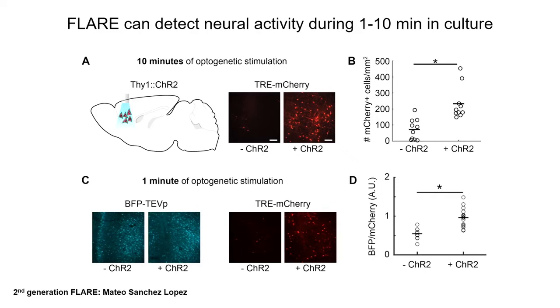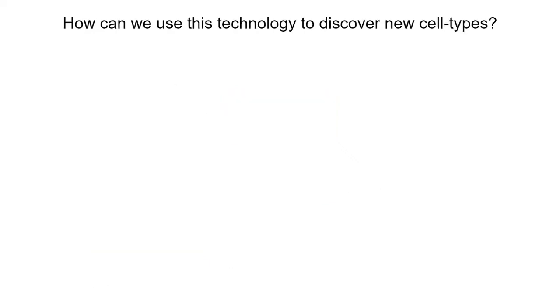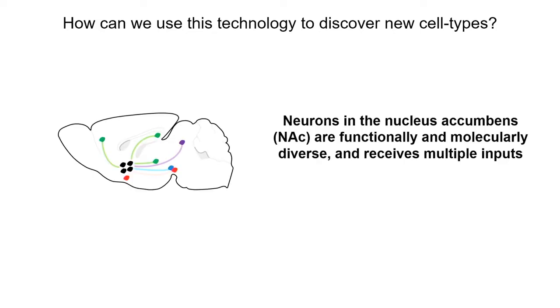But one thing I was interested in trying to use this technology for was discovering something about cell type diversity in the brain. And for this, I wanted to apply this to study a group of neurons in the nucleus accumbens that I was studying during my PhD when I was a little bit more focused on systems and circuits neuroscience. So the neurons in the nucleus accumbens are both functionally and molecularly diverse.